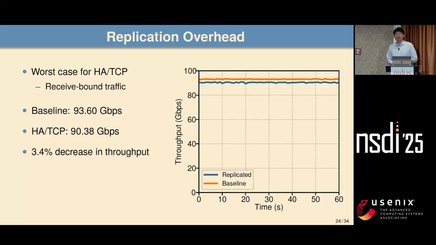For replication overhead, this represents the worst case scenario for HATCP because the primary gets the receive-bound traffic, and it has to replicate 100% of the traffic to the replica. And this graph shows the performance change during a 1-minute run. You can see that by adding HATCP, the performance remains stable, and experimentally, it only decreases throughput by 3.4%.